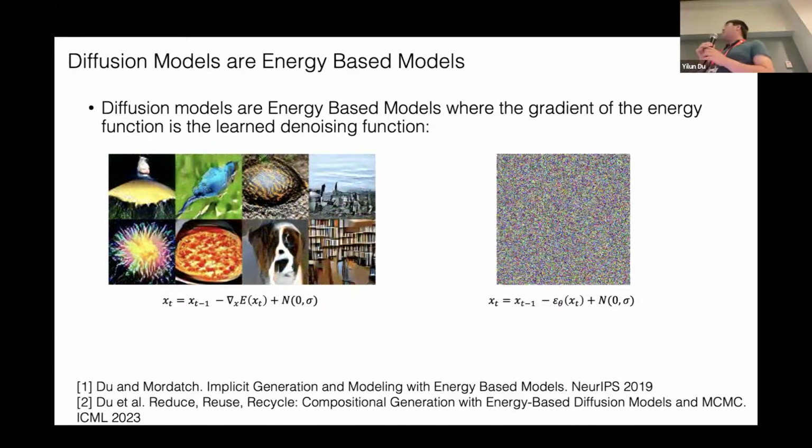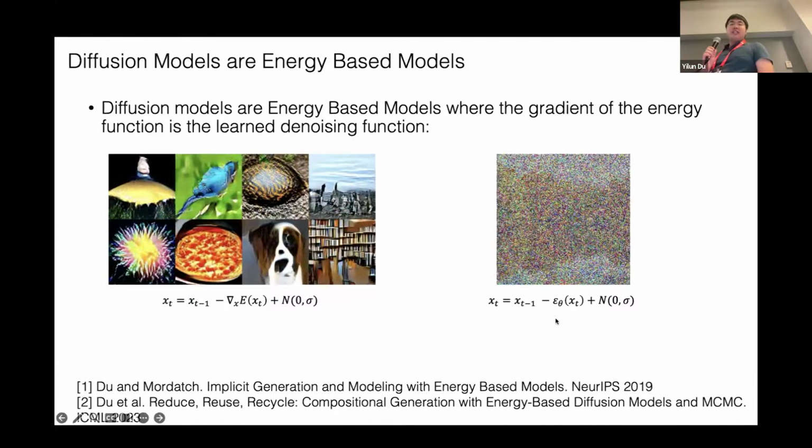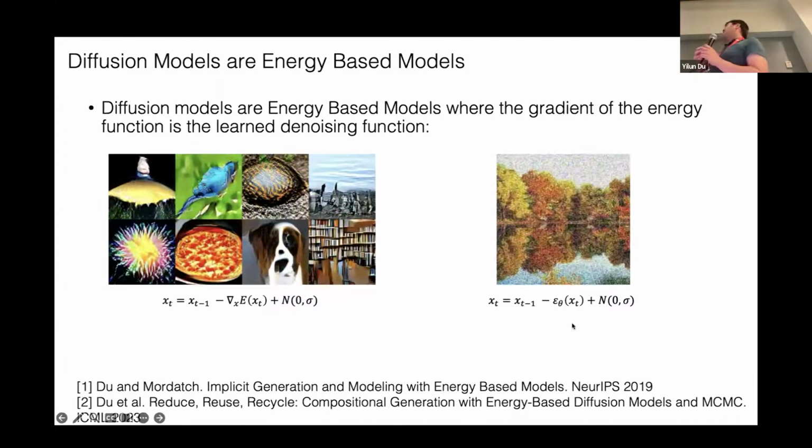A year or two afterwards, I guess there were score-based models, and then there were diffusion models. And essentially, they adopted the same Langevin sampling procedure, where now you train the denoising function to basically estimate the gradient of the energy function. So you can interpret diffusion models as a type of energy-based model, where the denoising function is just the gradient of the energy. This allows you to compose diffusion models like you could compose different energy functions. And I also use that for quite a few examples in the talk.